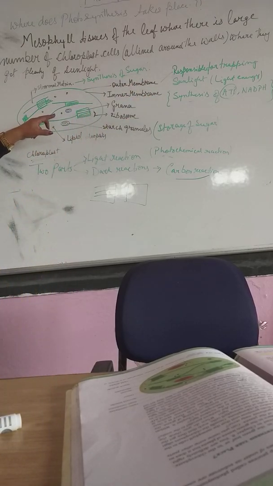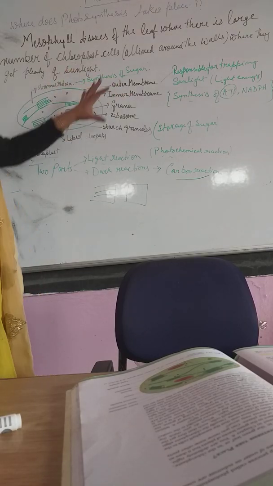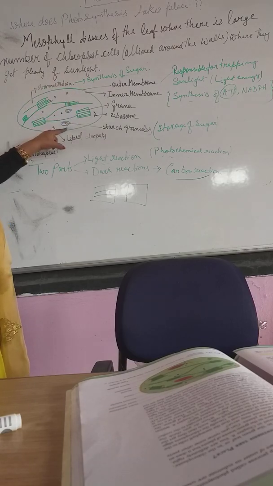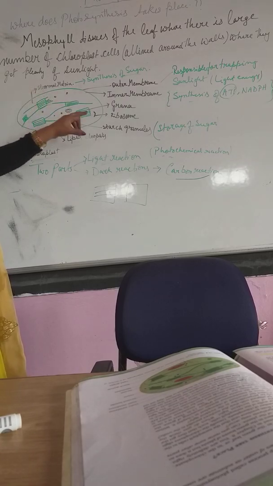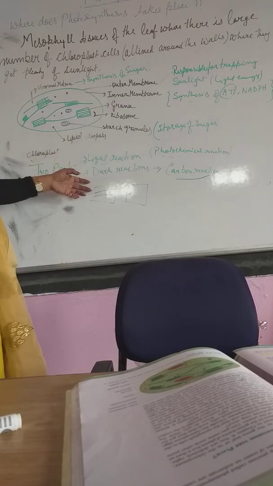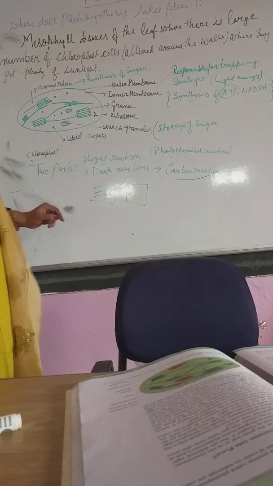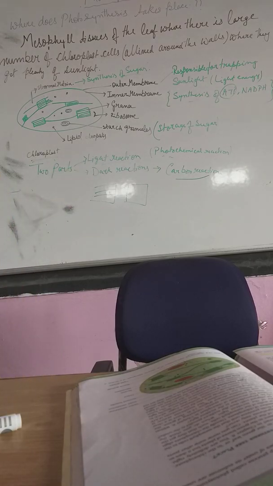The stromal lamina is also there. The stromal matrix helps in the synthesis of sugar. The sugar that is produced is stored in the form of starch granules here, and you see there are lipid droplets also. The ribosome is there for protein synthesis. The function takes place in two parts: one is a light reaction and the other a dark reaction. The light reaction is a photochemical reaction, and the dark reaction is the carbon reaction.